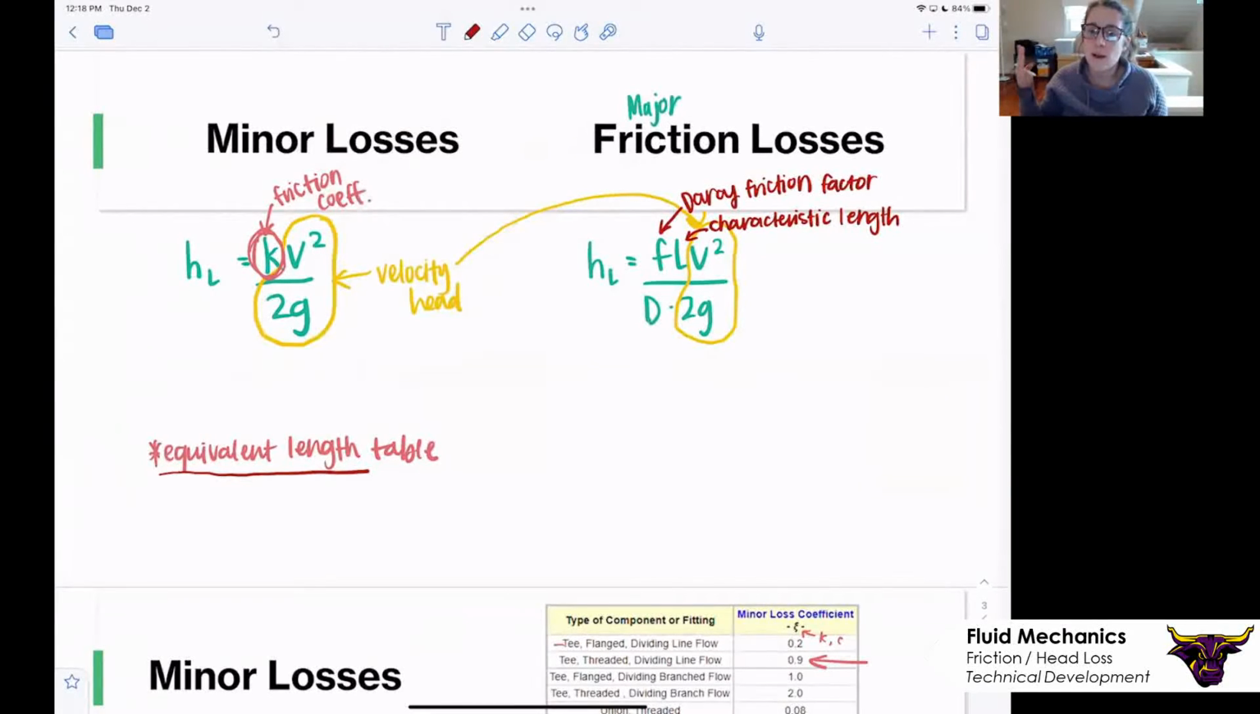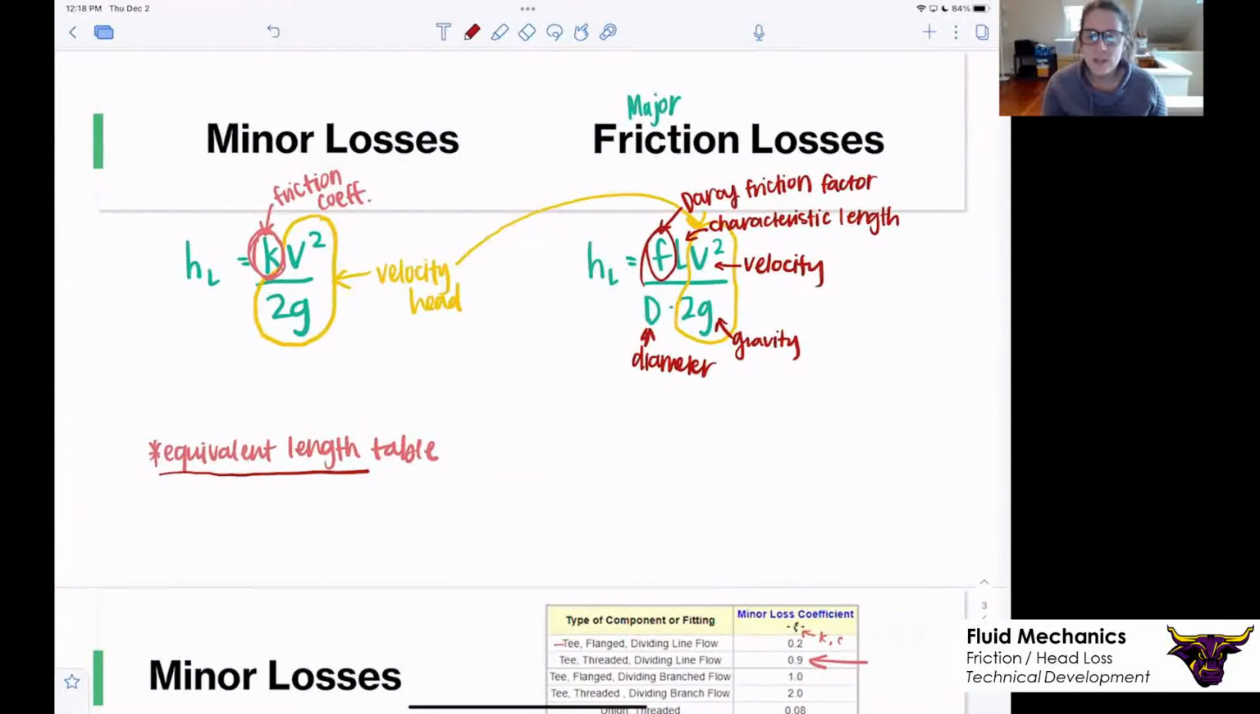I want you to calculate minor losses and major losses to see the difference. But just so you're aware, if you Google some tables, you might come across an equivalent length table. Okay, characteristic length, we have velocity, gravity, and the diameter of our pipe. So we know how to get all of these things and what to do with them, except for this F.